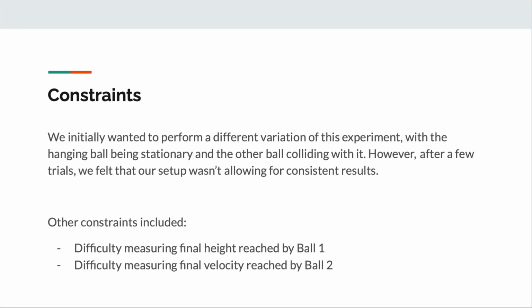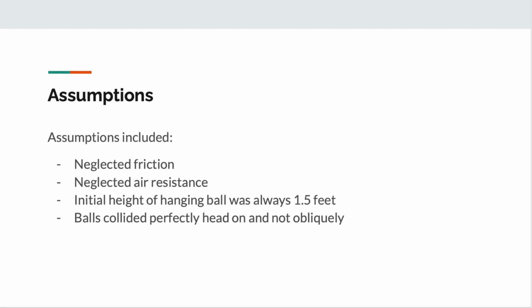We initially wanted to perform a different variation of this experiment, with the hanging ball being stationary and the other ball colliding with it. However, after a few trials, we felt that our setup wasn't allowing for consistent results. Other constraints included difficulty measuring final height reached by ball 1, and difficulty measuring final velocity reached by ball 2.